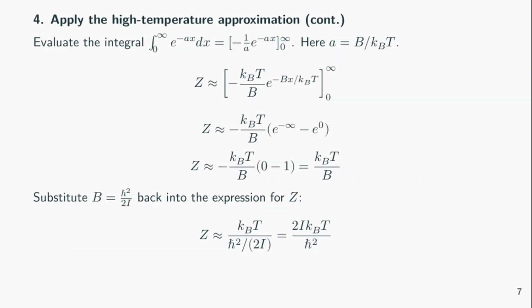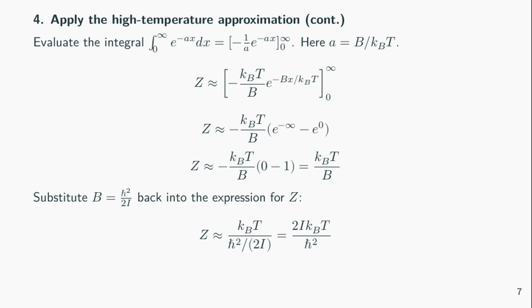Let's continue applying this high temperature approximation by evaluating the integral. The integral of e to the power of minus ax dx from 0 to infinity is typically evaluated as minus 1 over a times e to the power of minus ax evaluated from 0 to infinity. Here our a is b over kBT. So Z is approximately equal to minus kBT over b times e to the power of minus bx over kBT evaluated from 0 to infinity. This simplifies to minus kBT over b times e to the power of minus infinity minus e to the power of 0. That becomes minus kBT over b times 0 minus 1, which is simply kBT over b.